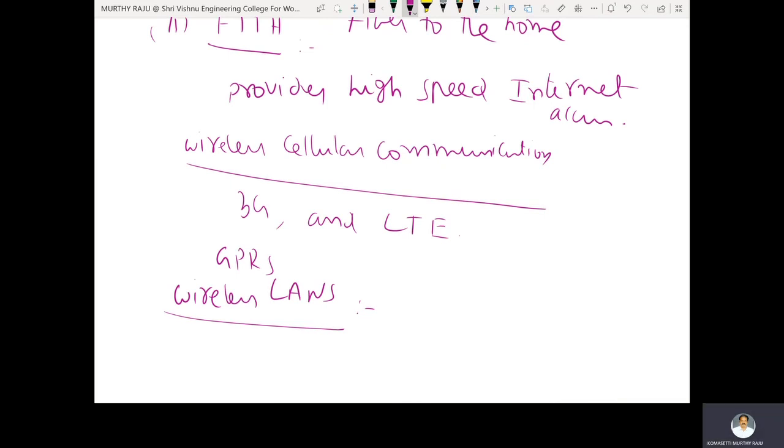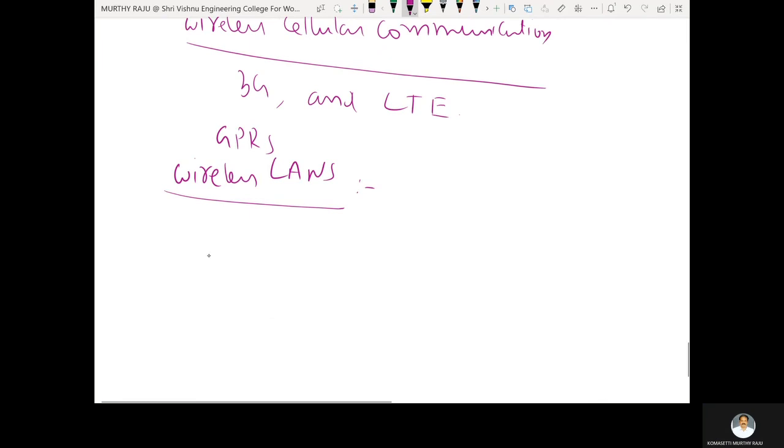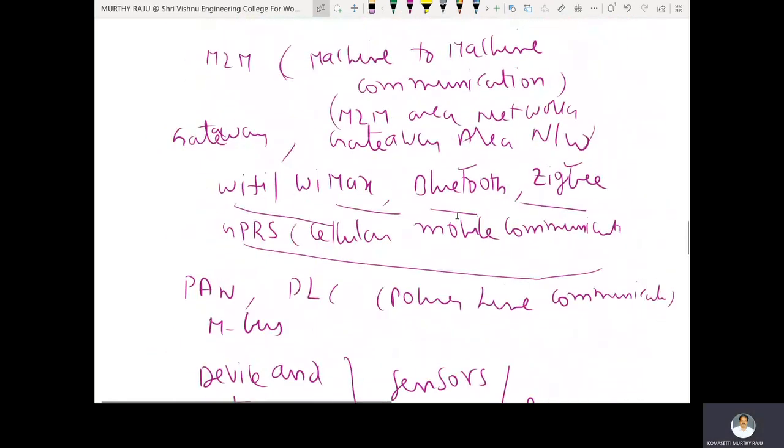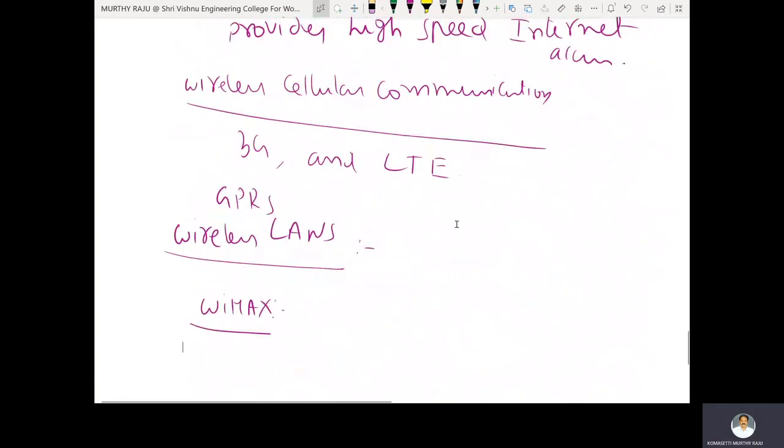And one more technology is WiMAX. Worldwide interoperability for microwave access is a telecommunication technology providing wireless data over long distances in a variety of ways. Generally, WiMAX is used to provide internet service such as mobile data and hotspots. These are the access networks.